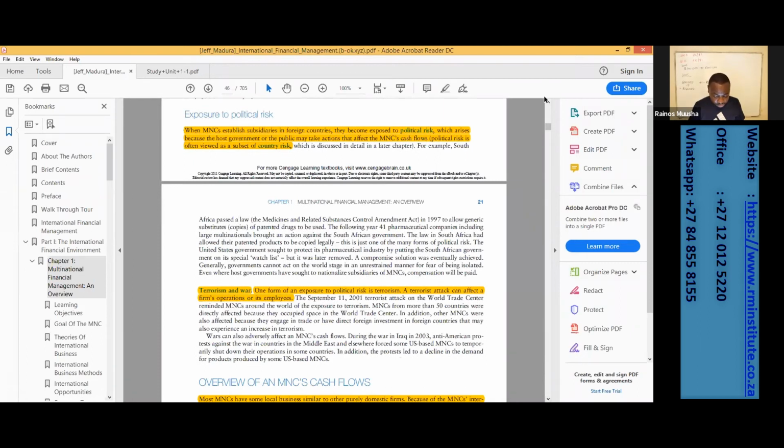Are there any questions when it comes to these exposures before we go on to the overview?